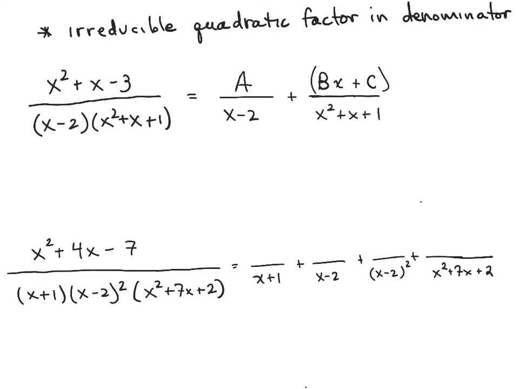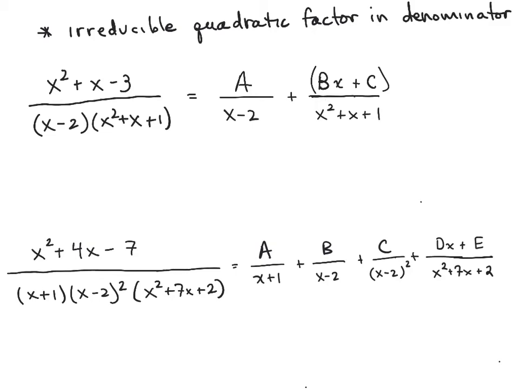Now all of these linear factors, their numerators are just going to be constants. I'm going to call it a, b, and c. But this irreducible quadratic factor, the numerator has to be a linear expression. And since I've already used a, b, and c, I'm going to use dx plus e. And this would be the form of the partial fractions for this rational expression. The next learning target would be learning a process to help us find the actual values of a, b, c, d, and e in that case, or a, b, and c.